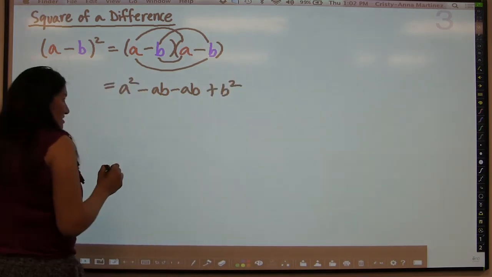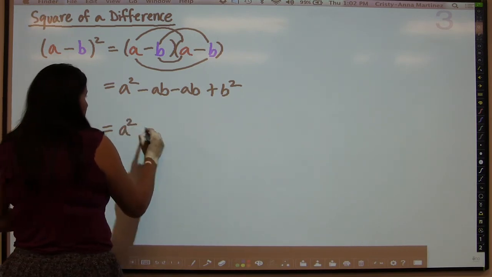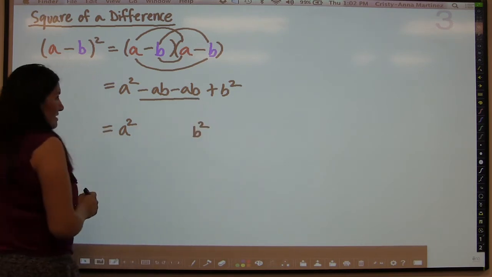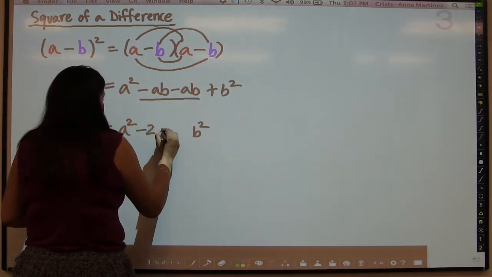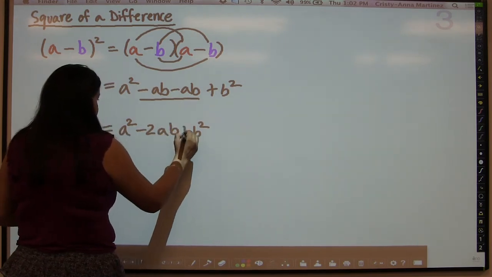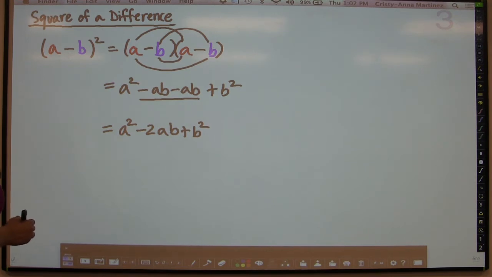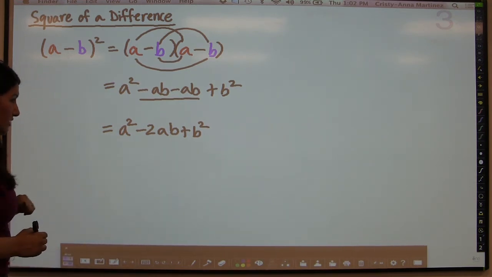And so you get something that's very similar to what we had previously. You still have your a squared and your b squared. But this time your like terms are not plus ab and plus ab, it's minus ab and minus ab. So you get minus 2ab. So the only difference between the square of a sum and the square of a difference is that the middle term is negative in this case, and it was positive in the earlier case.